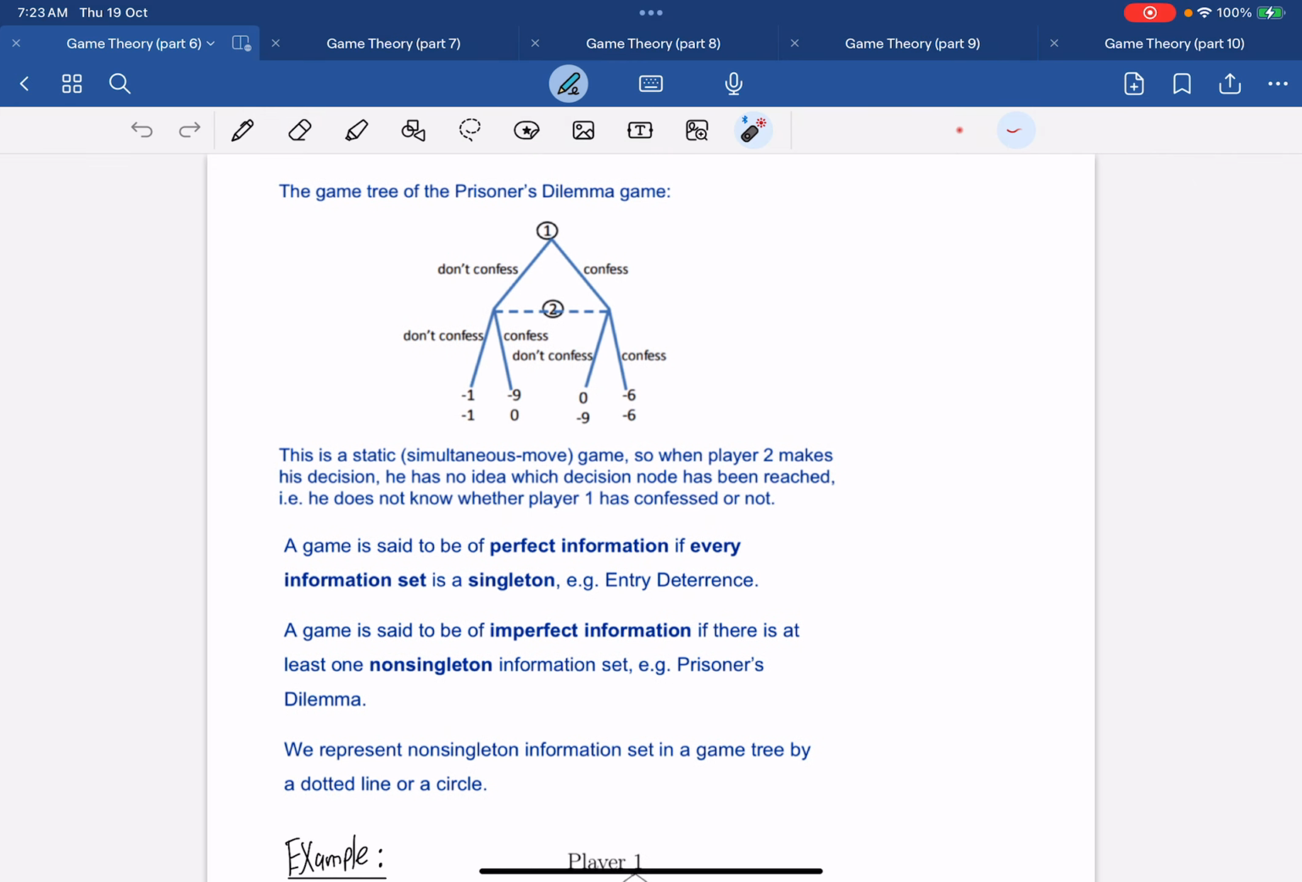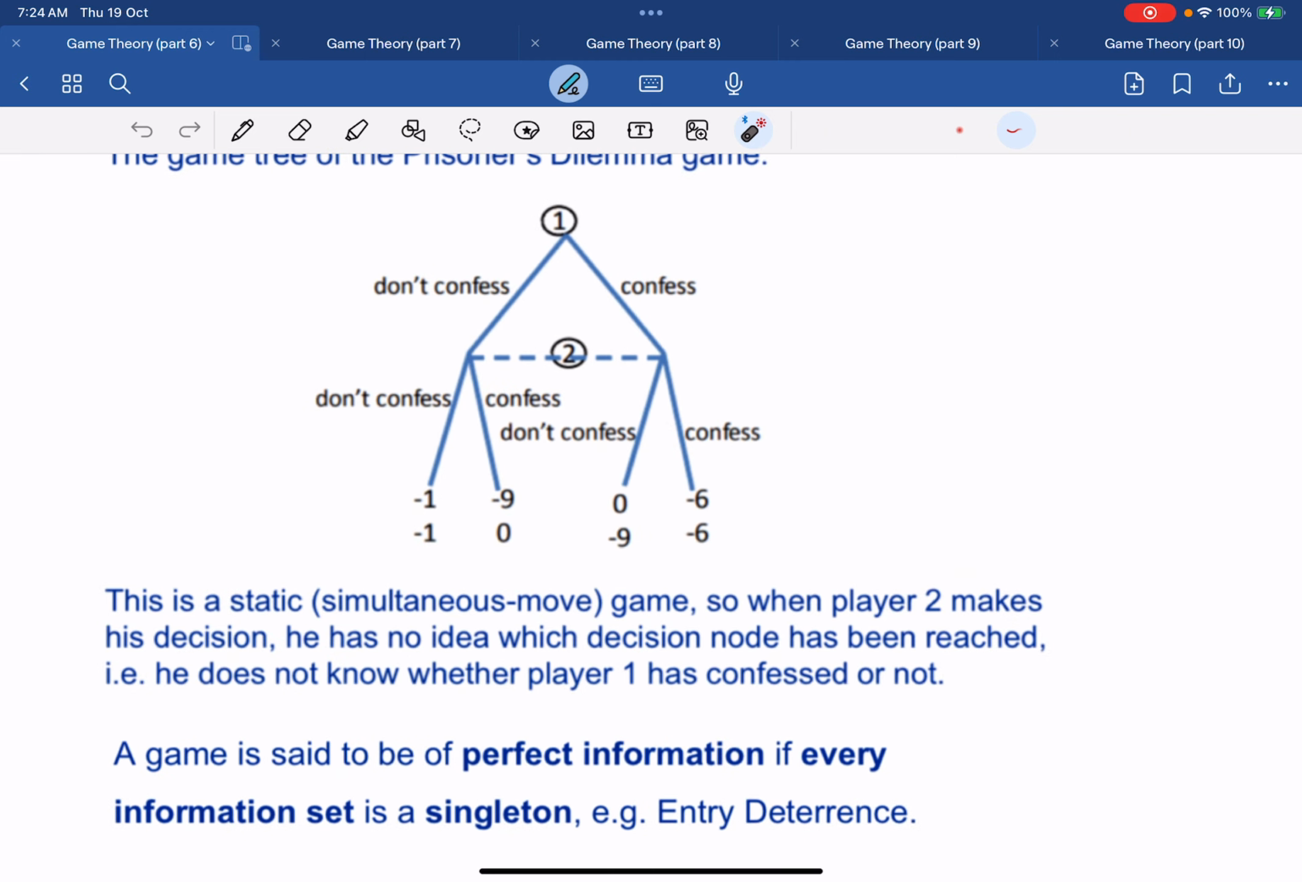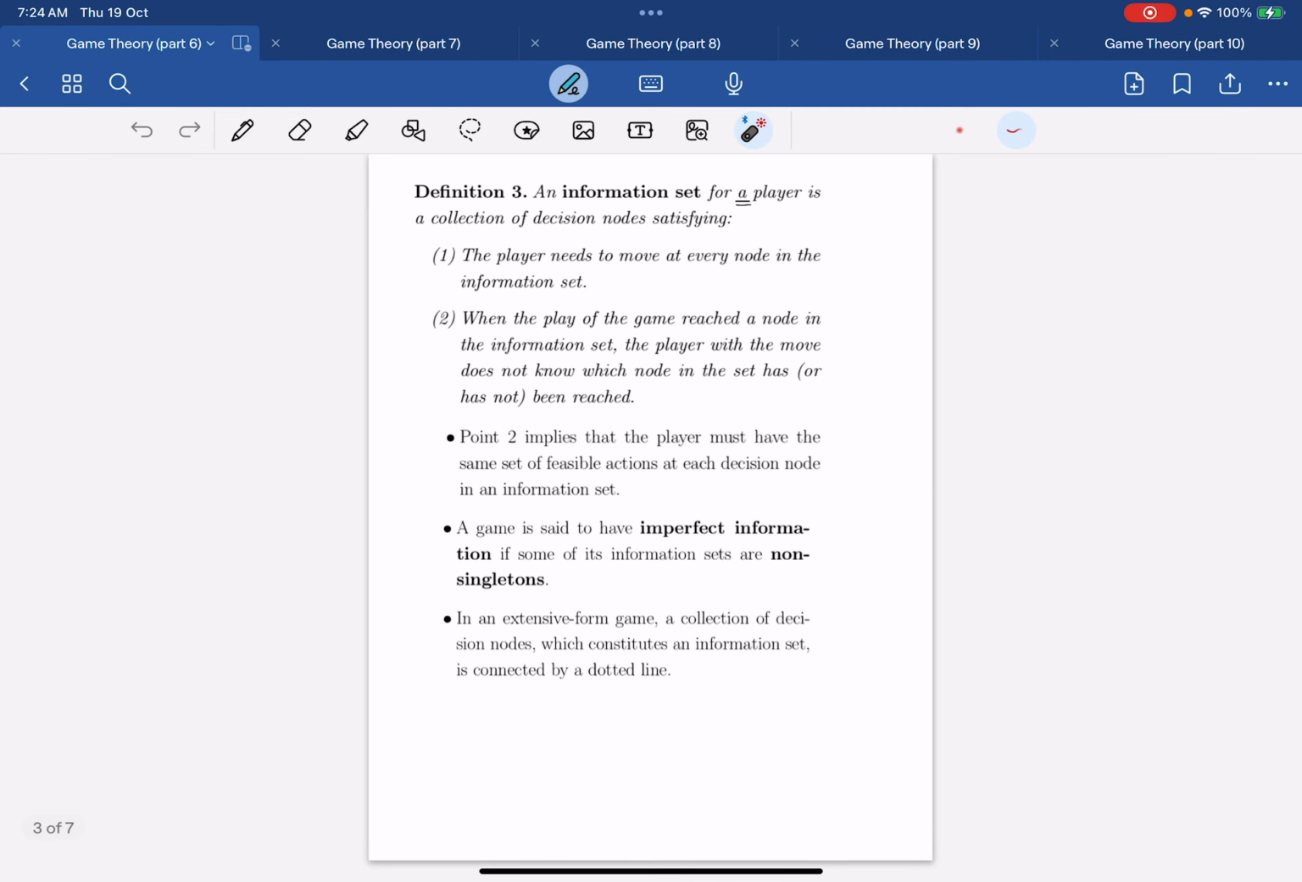In this tree game, we can represent it by the prisoner's dilemma. As you remember, prisoner's dilemma is a static game, but if you want to represent it in extensive form, then your first player chooses first, but your second player does not know the first player's choice. So even if you choose don't confess or confess, you have the same outcome: confess, don't confess, confess, don't confess. And that's what it means by the players must have the same move.